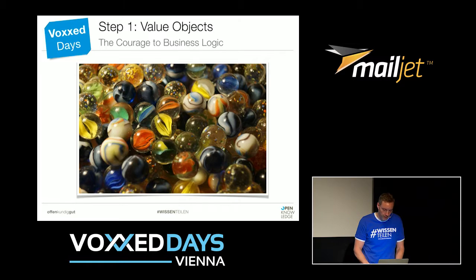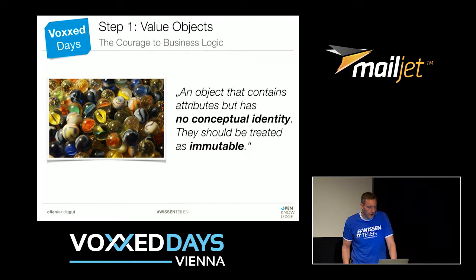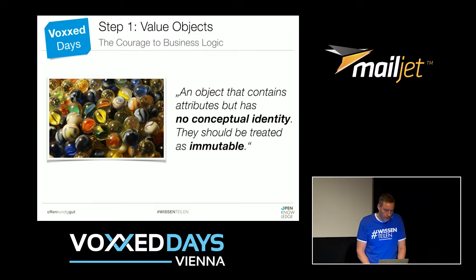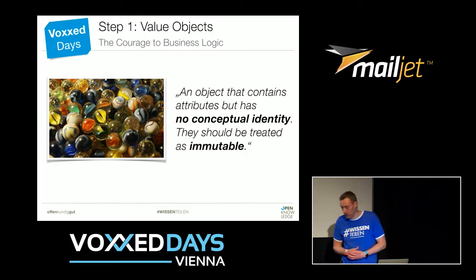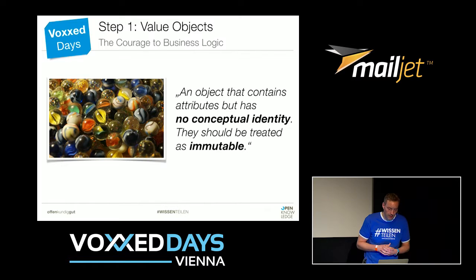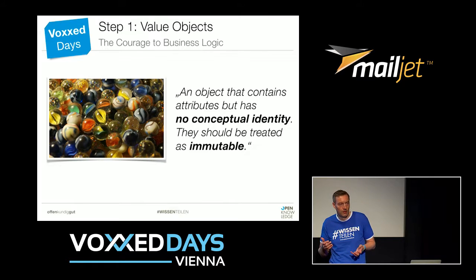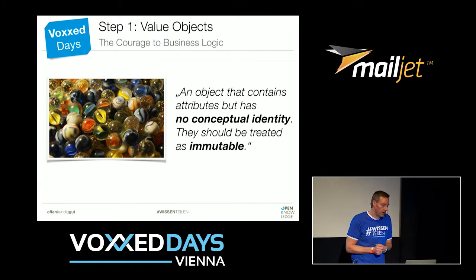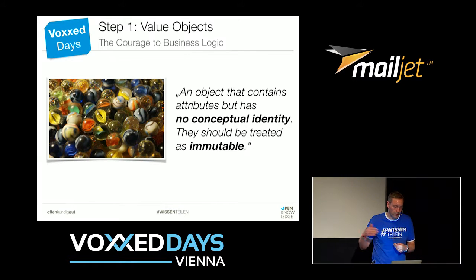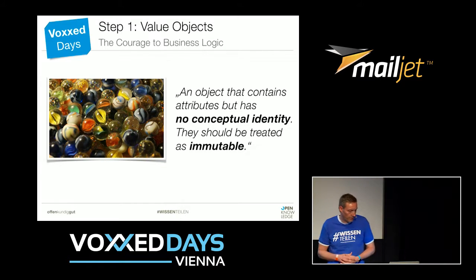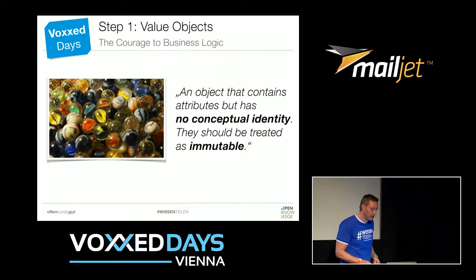What is a value object? A value object is an object that contains attributes but has no conceptual identity. They should be treated as immutable. So, for example, a birth date is a value object, because a birth date is something with a kind of extra logic. A birth date is more than a date, because a birth date normally should not be in the future, but in the past, except you work on a birth station in a hospital, for example. But normally, birth date is in the past.